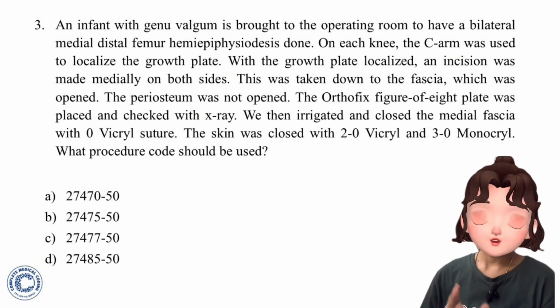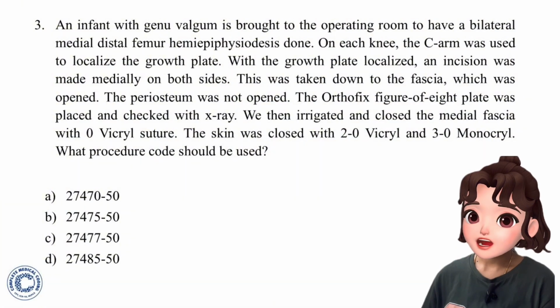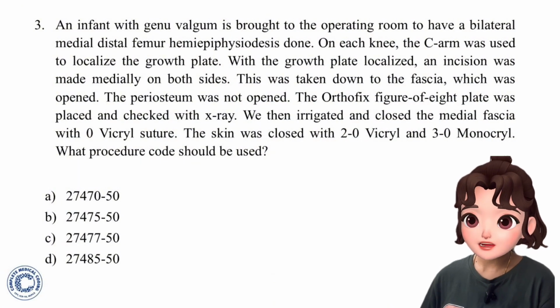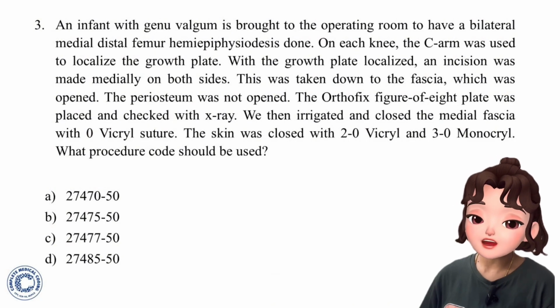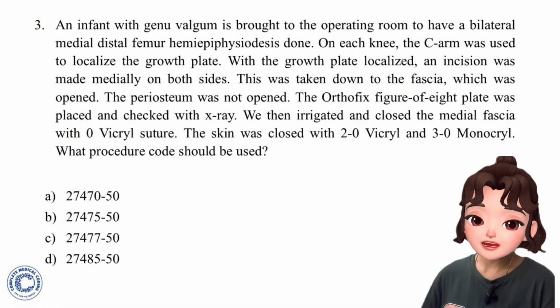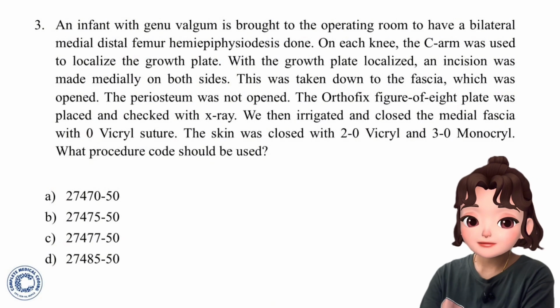Anyway, the 27475 code is the same, epiphyseal, but distal femur is mentioned. What is 27477? Option C, tibia and fibula. The same 27475 arrest epiphyseal any method. 27477 is, instead of distal femur, they have mentioned tibia and fibula proximal.